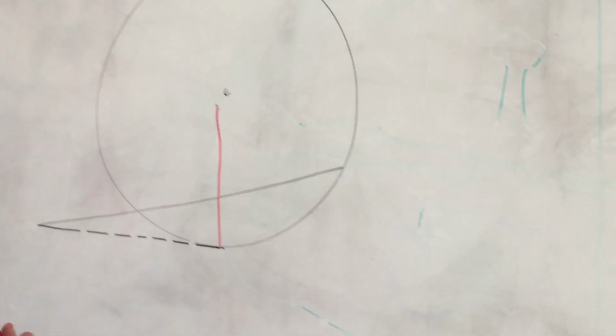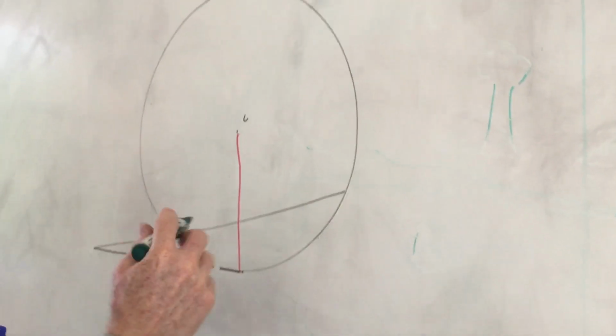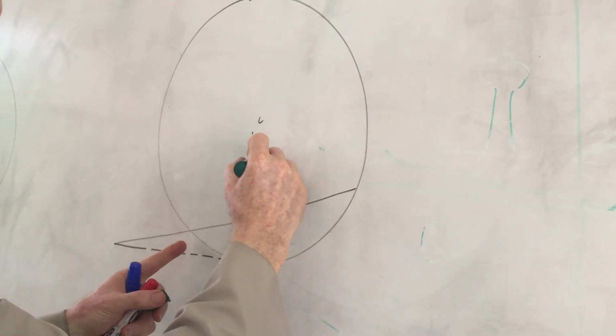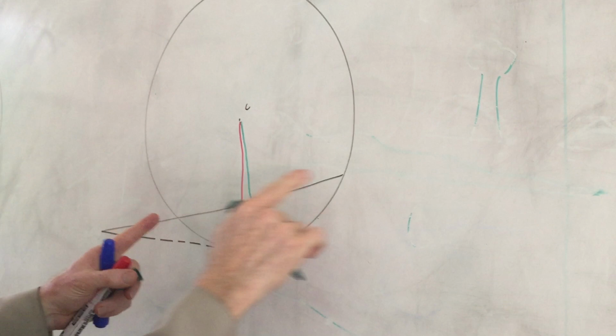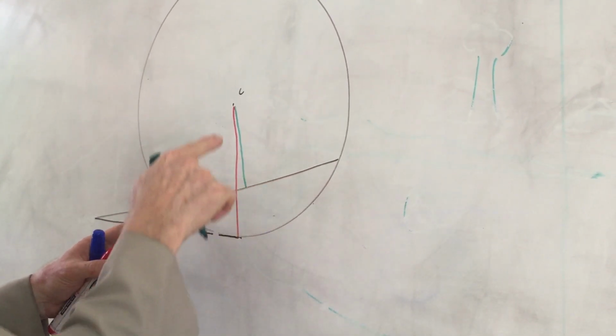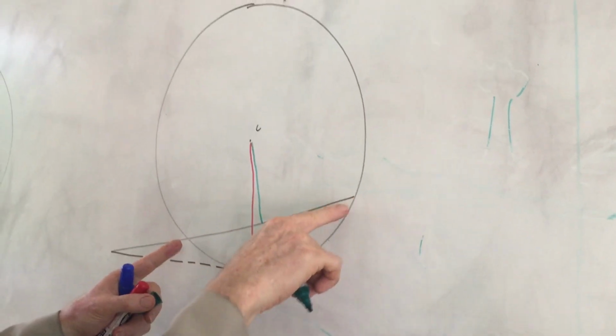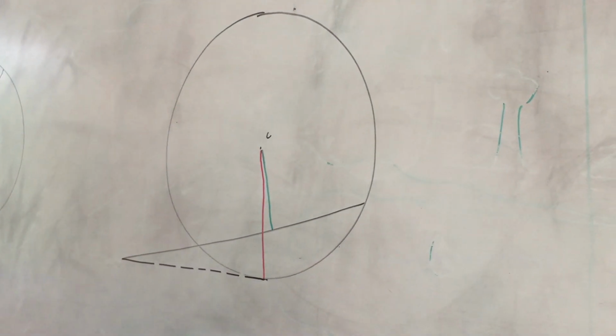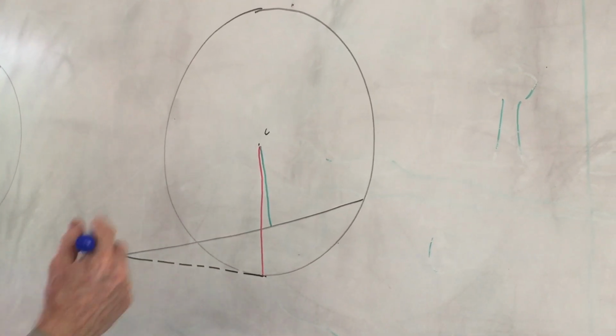we'll drop a line perpendicular to this. Therefore, we know it cuts it in half. A line from the center dropped perpendicular to the line not through the center cuts it in half. Great, and let's connect these 2 points.